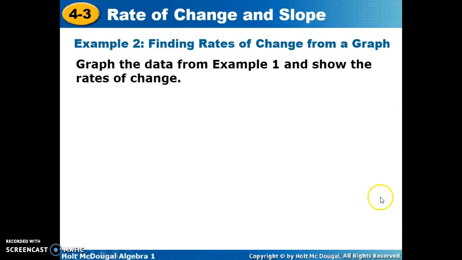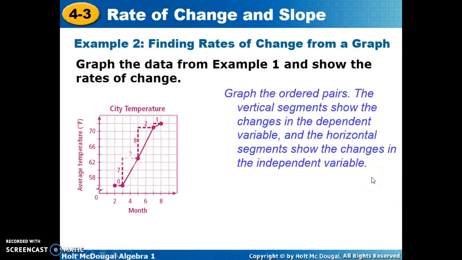Example 2, let's find the rates of change from the graph. Now you've noticed from the tables that we don't have constant rates of change. That's typically when we find rates of change independently. So let's look at this first segment right here at the bottom. From month 2 to 3, we see a change of 0 in average temperature. The months went from February to March, but the average temperatures did not change.